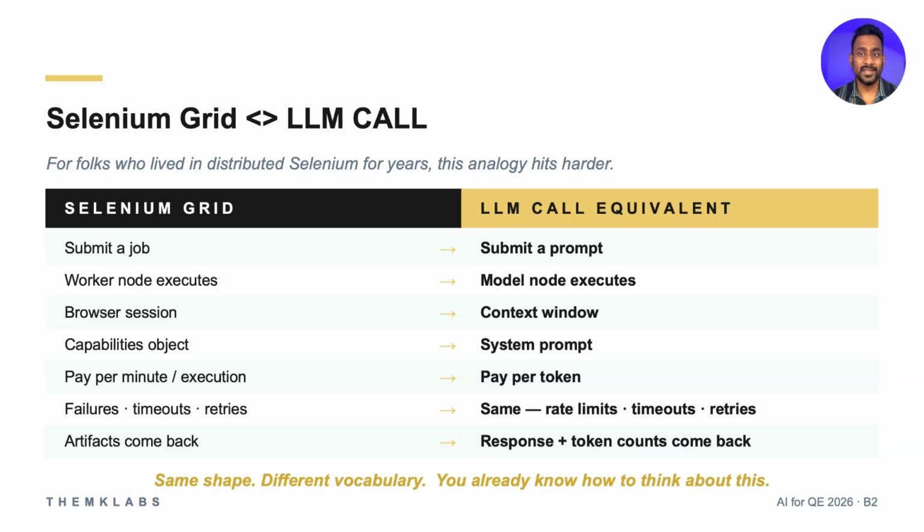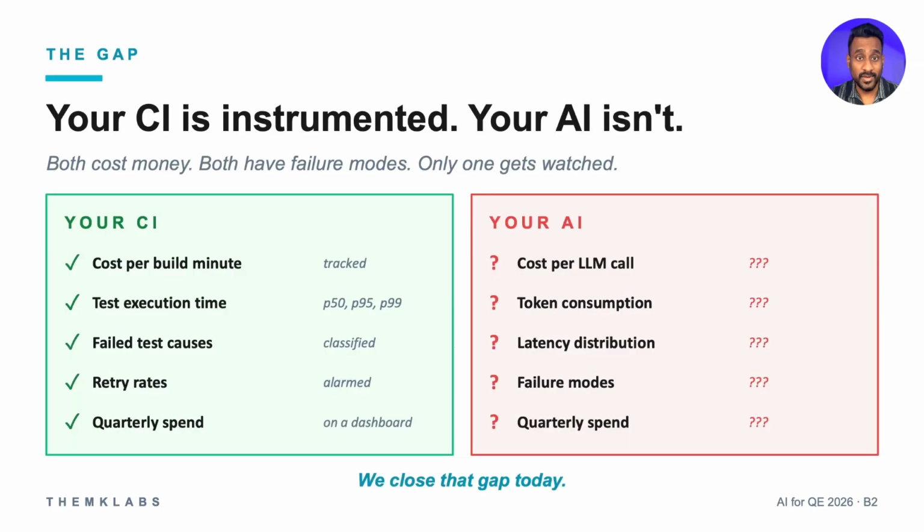A worker node executing is a model node executing. A browser session is your context window. The capabilities object is your system prompt. Pay per minute becomes pay per token, and the failure modes you already fear, rate limits, timeouts, retries, they're all still here, right? The artifacts come back to you just as a response plus token counts. Same shape, different vocabulary. Pick whichever analogy sticks to your brain, and let's keep going. And this is going to get interesting, right?